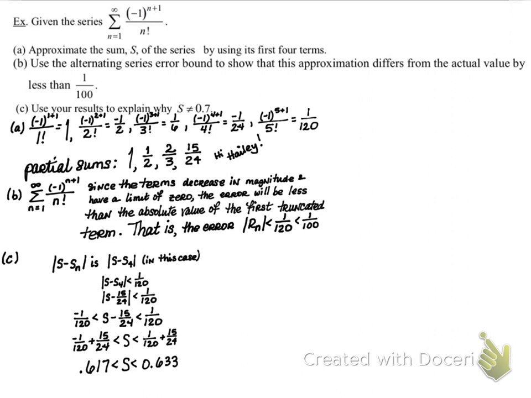Yeah, your sum is somewhere between 0.617 and 0.633, rounding to the 3rd decimal. So therefore, S cannot be 7/10.